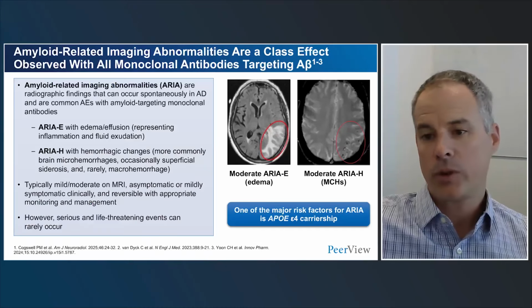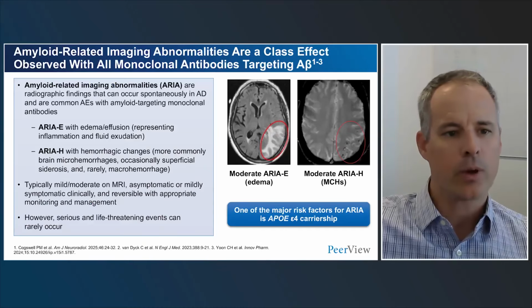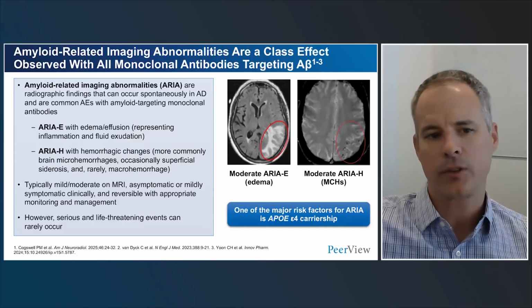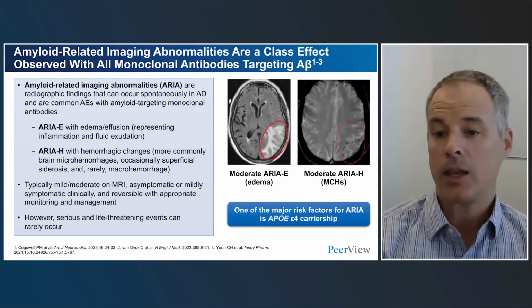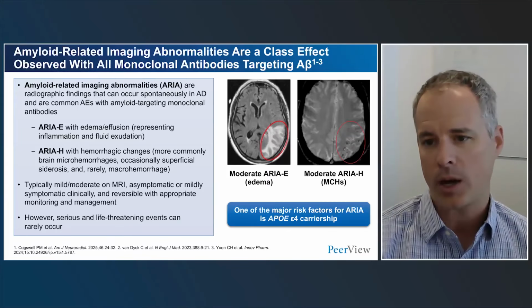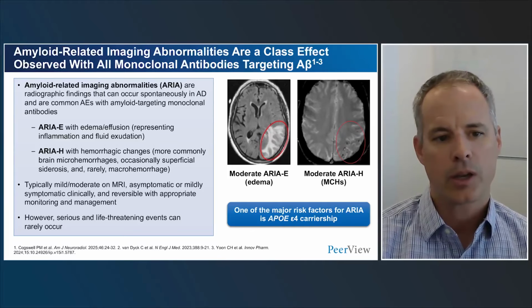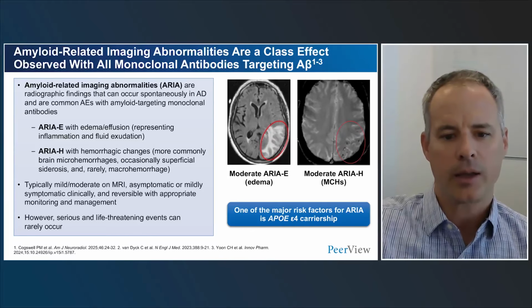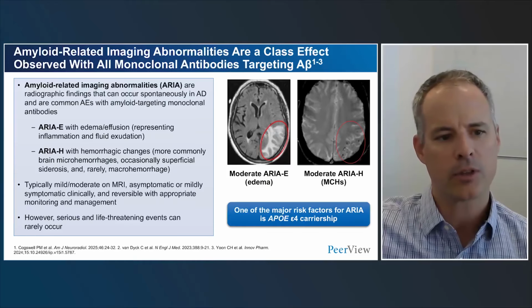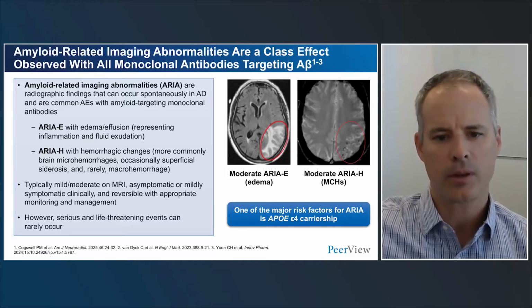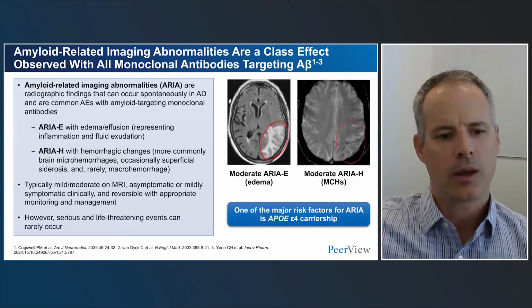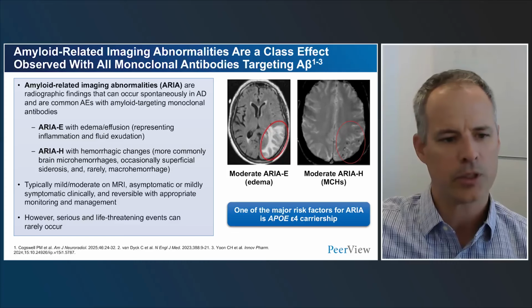And one of the major risk factors with these drugs, which I'm sure everyone is aware of, is this phenomenon called ARIA, or amyloid-related imaging abnormality. This is an imaging abnormality seen on MRI, which is characterized either by edema. So there's ARIA-E, which is ARIA with edema or effusion, which we can see here in the left panel, apparent on FLAIR or T2 images.